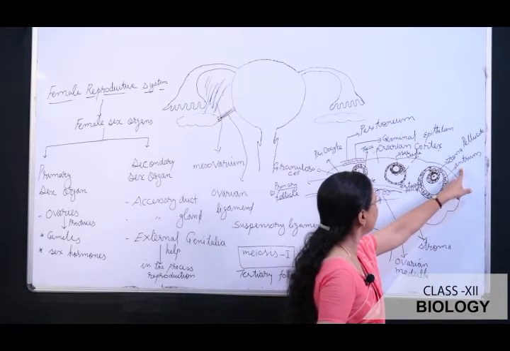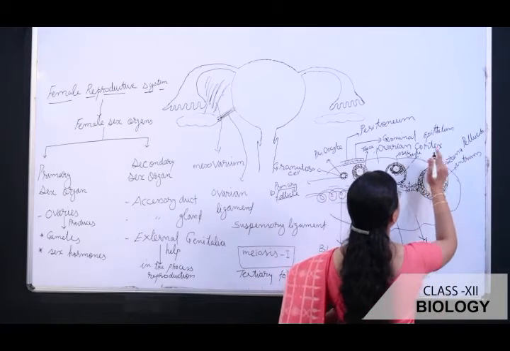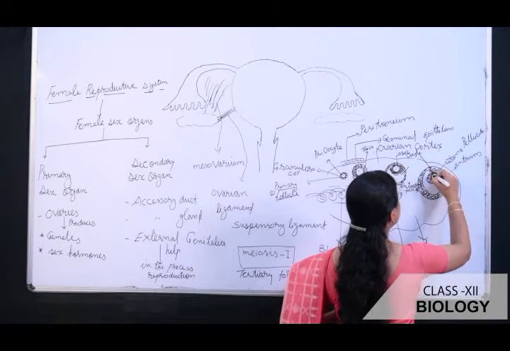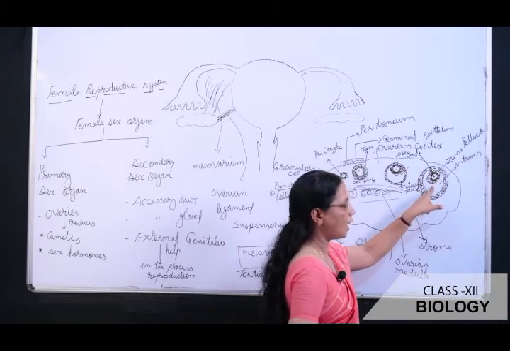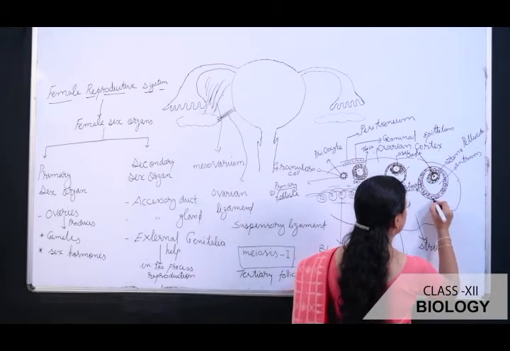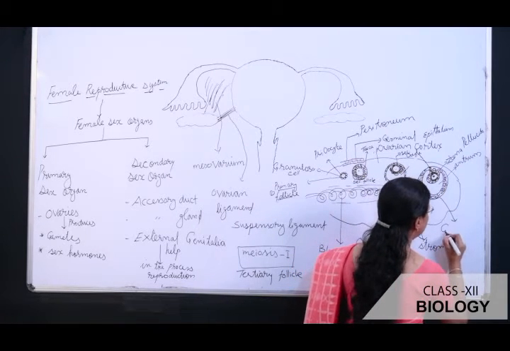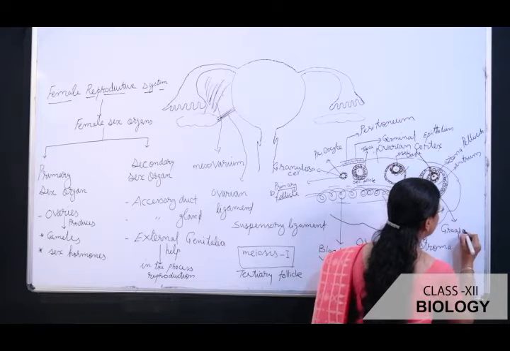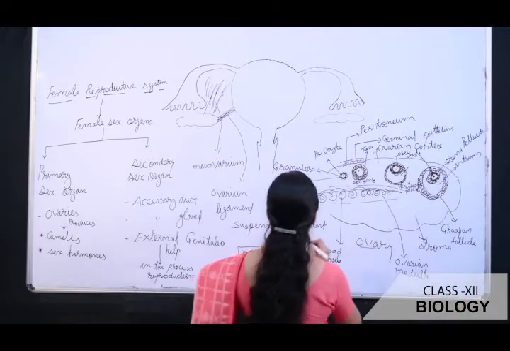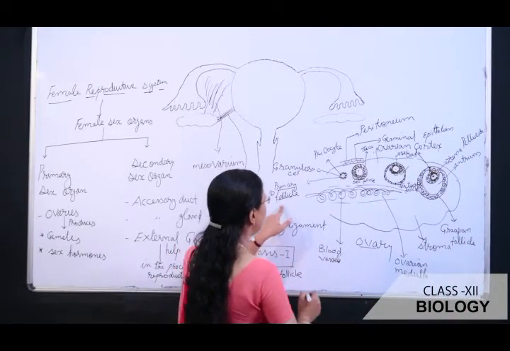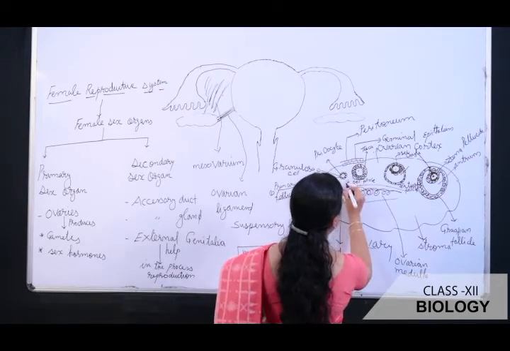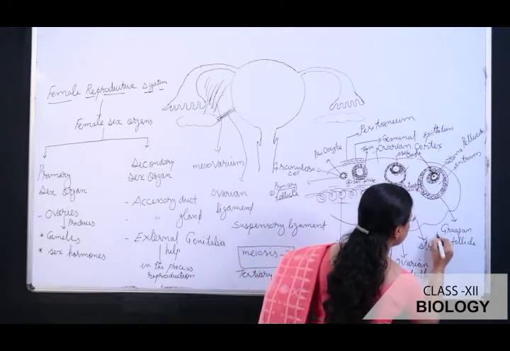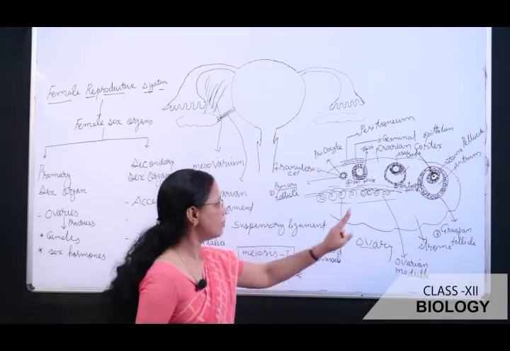See, antrum is there. This is the secondary oocyte, and zona pellucida covers the secondary oocyte. Antrum is there. This is said to be the Graafian follicle. So what are the follicles we have seen? The first is primary follicle, second is secondary follicle, third one is tertiary follicle, and the last one is the Graafian follicle. This is the mature follicle.